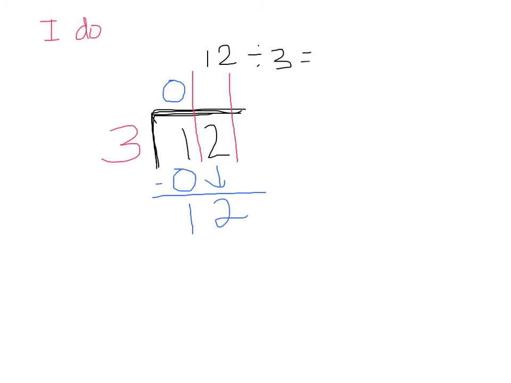Okay, so now we just ask ourselves, how many times will 3 fit into 12? And that's just counting by 3 until you get as close as possible to 12 without spilling over. 3, 6, 9, 12. 4 times. And we check it by doing 4 times 3 is 12. Subtract, we're going to get 0. And we have a 0 remainder. We've reached the end of the number.